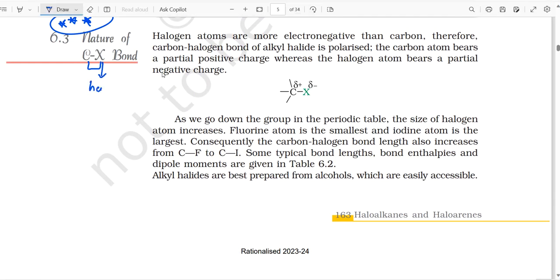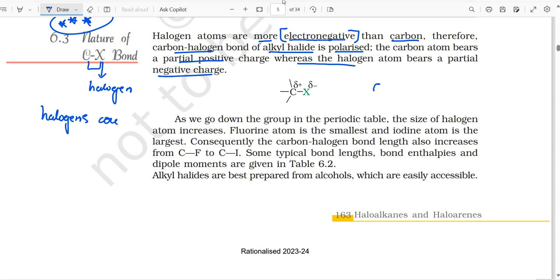We know that X means halogen. What type of bond is there between the carbon and halogens? Halogen atoms are more electronegative than carbon. Electronegativity means its ability to attract, its ability to draw the bond towards itself. Therefore, the carbon-halogen bond in an alkyl halide is polarized. The carbon atom bears the partial positive charge, whereas the halogen atom bears the partial negative charge.